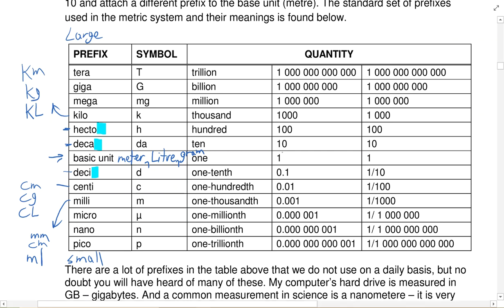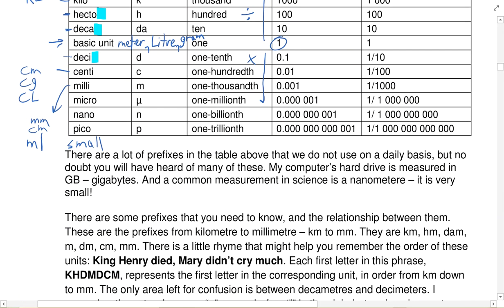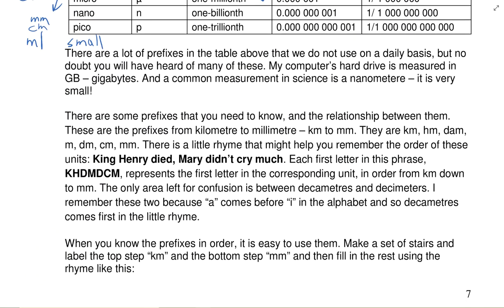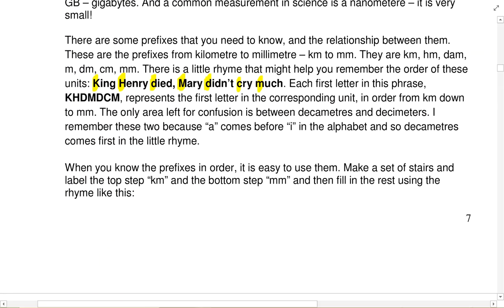So you can see our base unit is at 1. If we were going up, then we would divide, and if we were going down, we would multiply. I think this is one, if you look at this chart, that's kind of why they got messed up, because you don't actually look at the chart to change the numbers. So, good old acronym to help you out. King Henry died, Mary didn't cry much. So those first letters of each name stand for a prefix to help you memorize the different units that we commonly use. So King Henry, K stands for kilo.